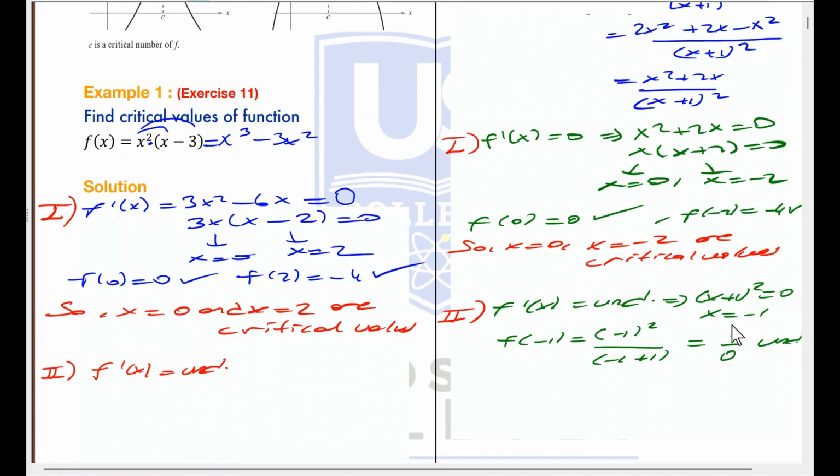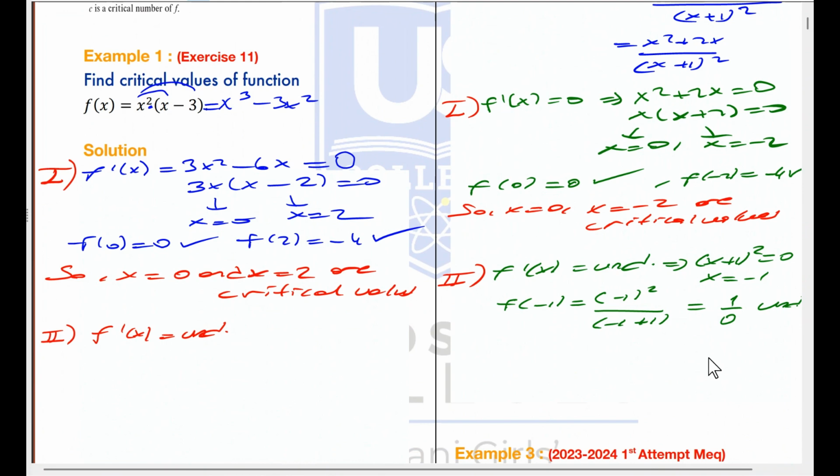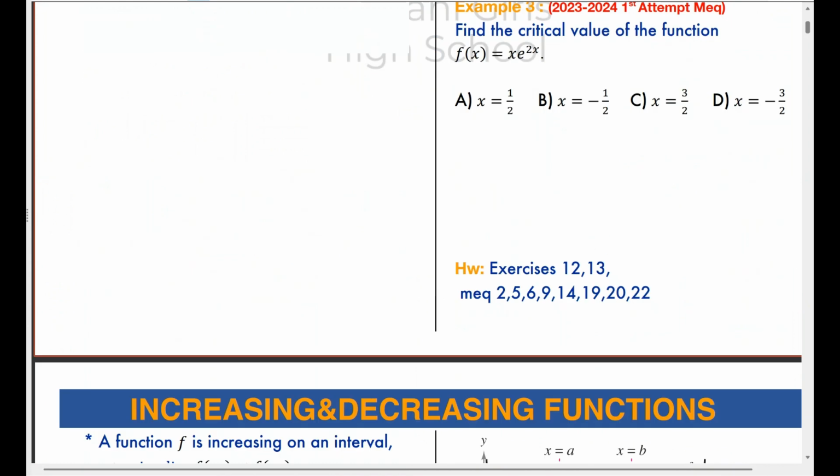Even though we got a number that makes the derivative undefined, the same number also makes the original function undefined. So according to the definition, in order for us to have a critical value, the function must be defined at the given value. Otherwise, it's not considered to be a critical value. So here, negative 1 is not a critical value. It makes the function undefined at the same time. So we just say x equals negative 1 is not a critical value. So just two values are critical. All right.